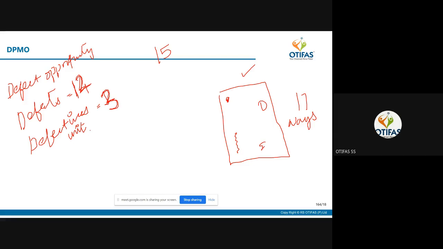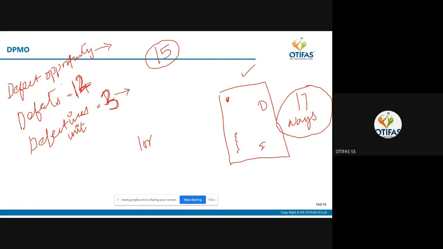Defective means one particular unit. In one defective, you can have one or more defect opportunities. Out of 17 ways, you can have one or more defects in the same blanket, same piece. So you should understand what is defect opportunity, what is defect, and what is defective. Defective is how many pieces you have inspected and how many units rejected, that is, total rejected divided by total number inspected. Okay, that is the fraction defective.